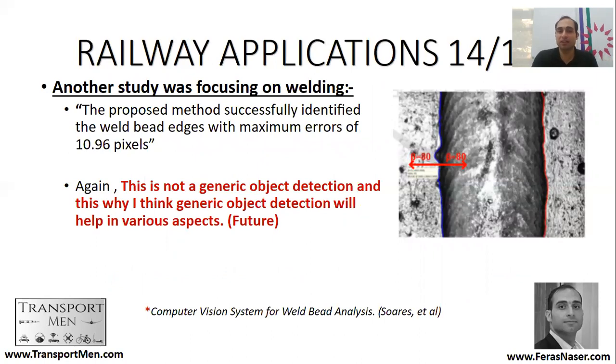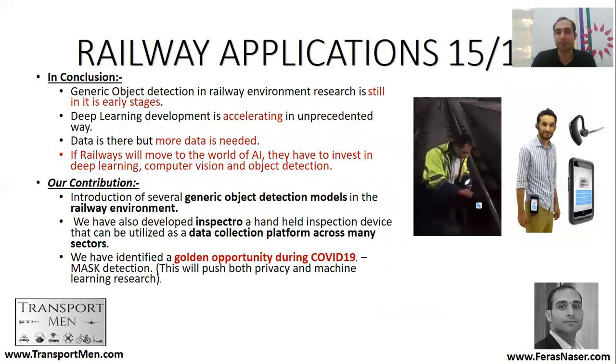There was another study that was focusing on welding. It says that the proposed method successfully identified the weld bead edges with maximum errors of 10.26 pixels. So this is not a generic object detection, but I think this is why object detection will help in various aspects.